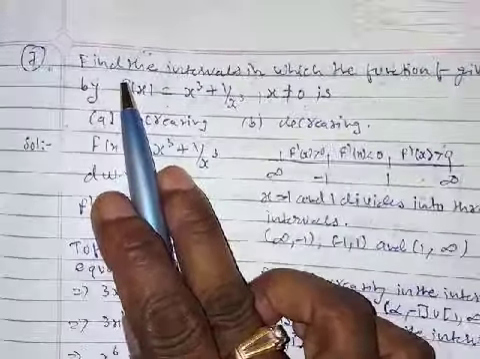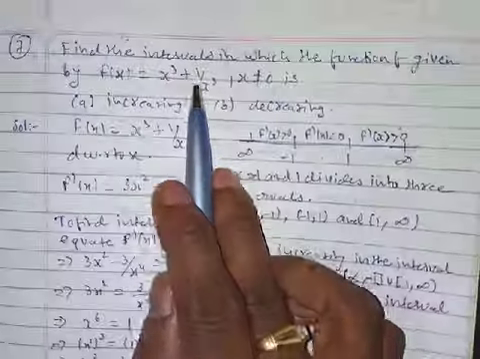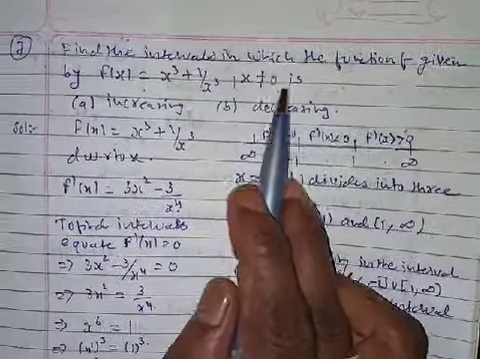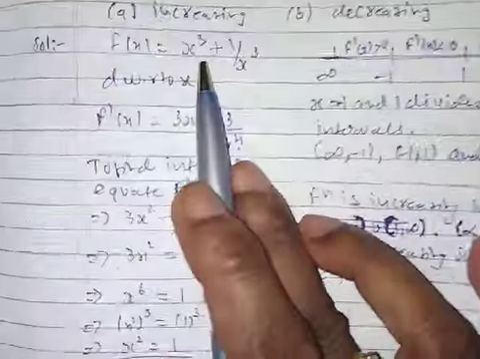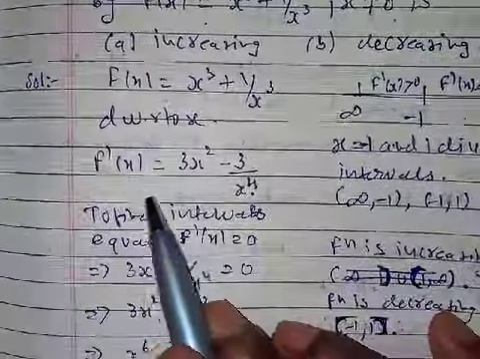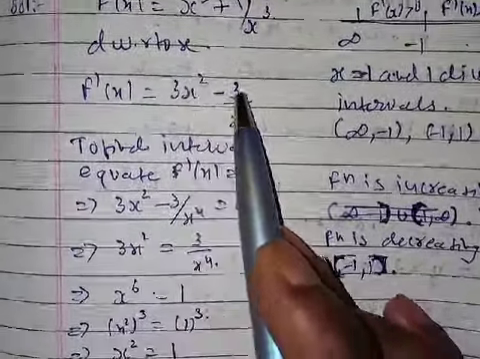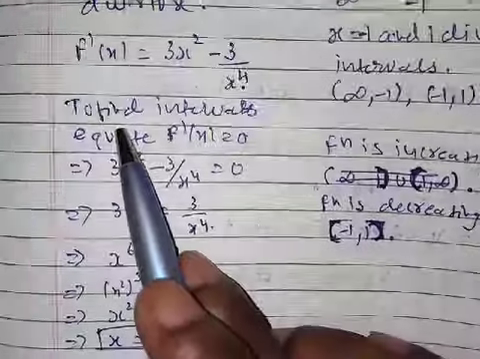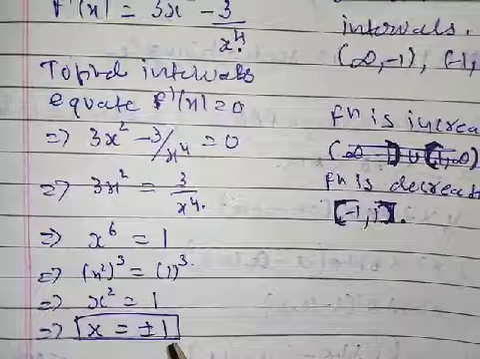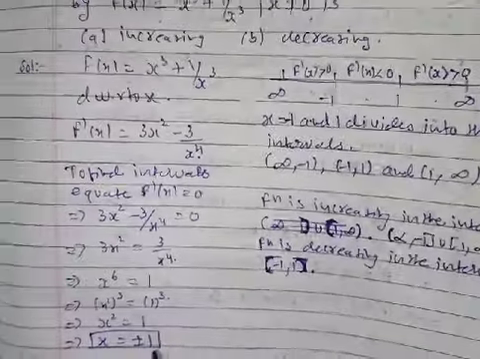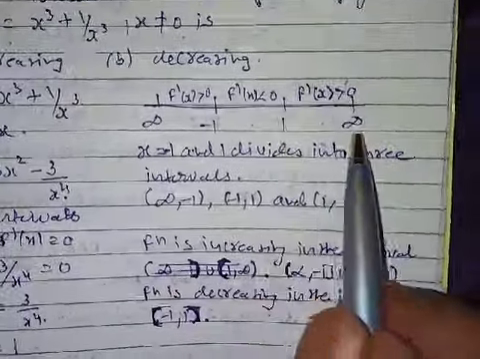Let's move on to question number 7. Find the interval in which the given function f of x is equal to x cube plus 1 by x cube, x not equal to 0, is increasing or decreasing. That is what we have to find first. f of x is x cube plus 1 upon x cube. If I take the derivative, you will get f dash of x is equal to 3 x square minus 3 by x to the power 4. To find the interval, let f dash of x be equal to 0. Then x is equal to plus minus 1. Now we have to check between minus infinity, minus 1, 1, and positive infinity.